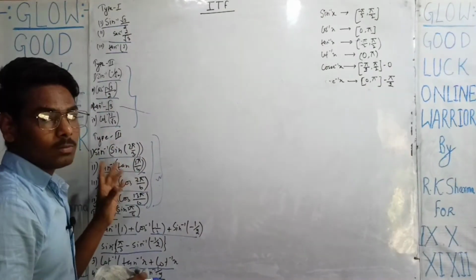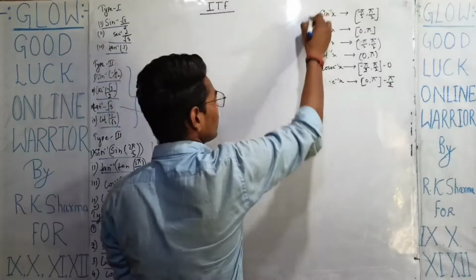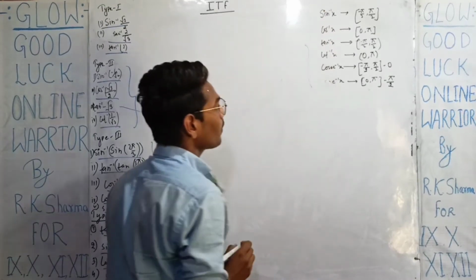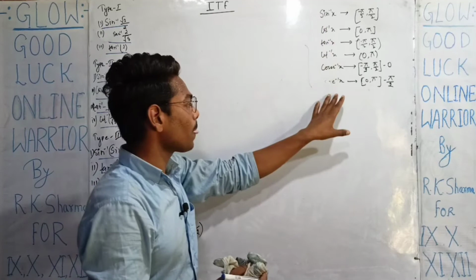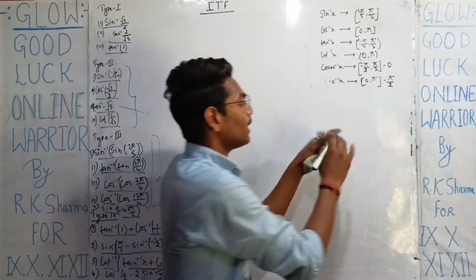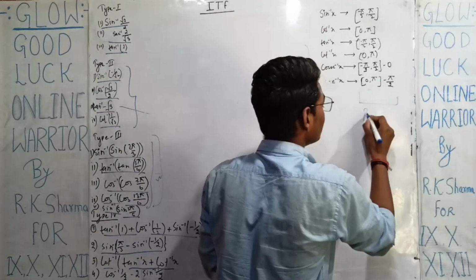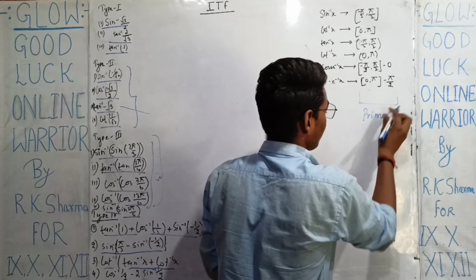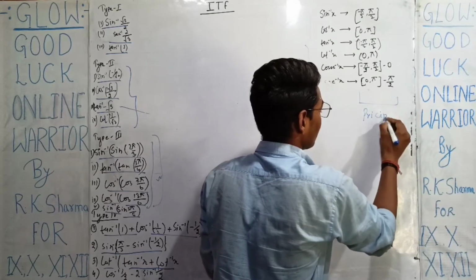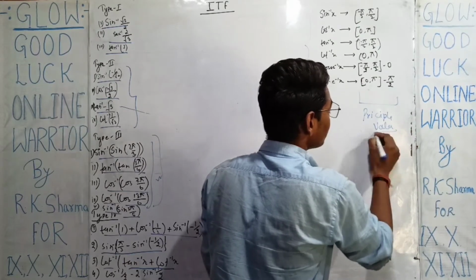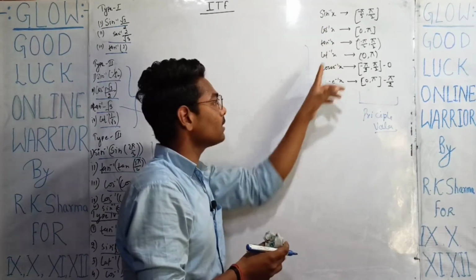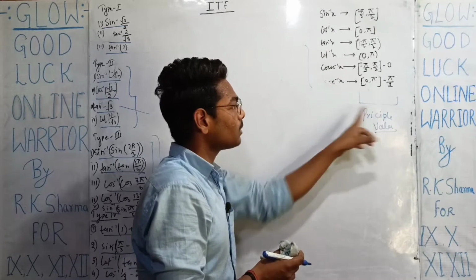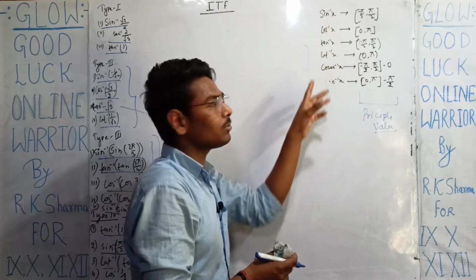Before solving this type of question, I want to tell some new important points. Every trigonometry inverse ratio is valid under a certain range, and this range is known as the principal value. So what is the principal value? Any trigonometry ratio, its inverse is valid under the principal value, and you have to remember this principal value.